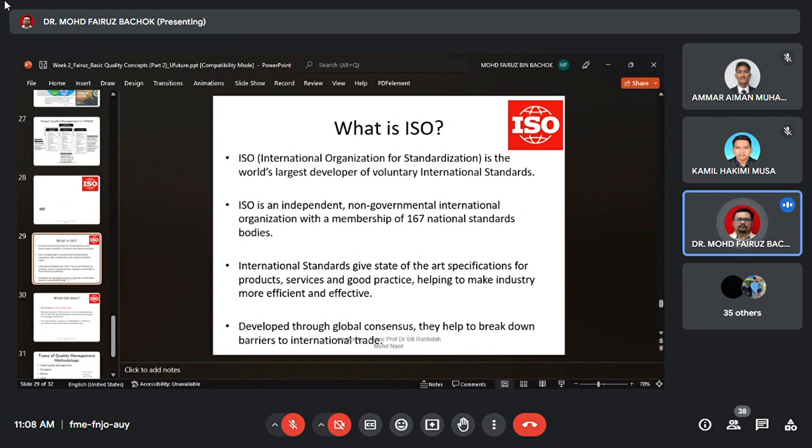Once you have a standard, this shows the quality of your company. This shows that your company implements the right standard. So if you want to get the ISO, you need to fulfil the standards in this ISO. Companies compete for and need the ISO standard because it is developed through global consensus. They have to break down barriers to international trade.